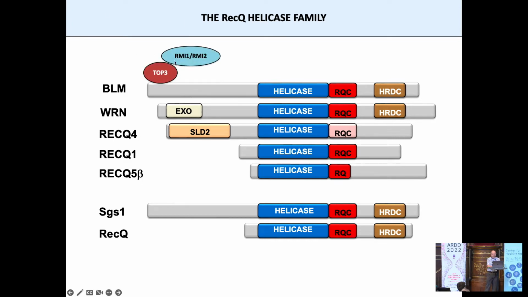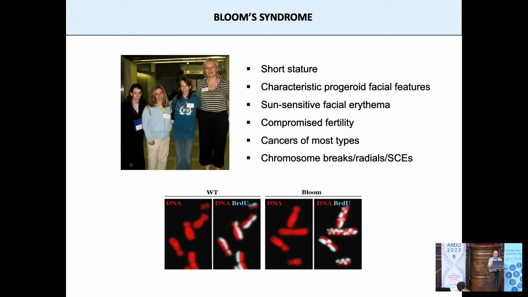Now, I have to introduce proteins that bind to BLM because they're of relevance later in my talk. And this is the so-called TRR complex, which is topoisomerase 3, RMI1 and RMI2. So I'll just refer to that as TRR. Now, I mentioned that this family is associated with human disease, and 4 family members in humans have now been identified in recognizable disorders. And I'll go through those in turn.